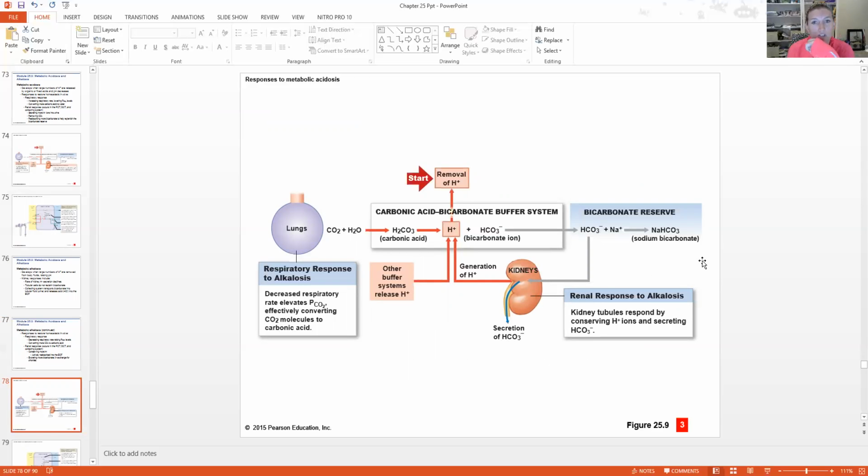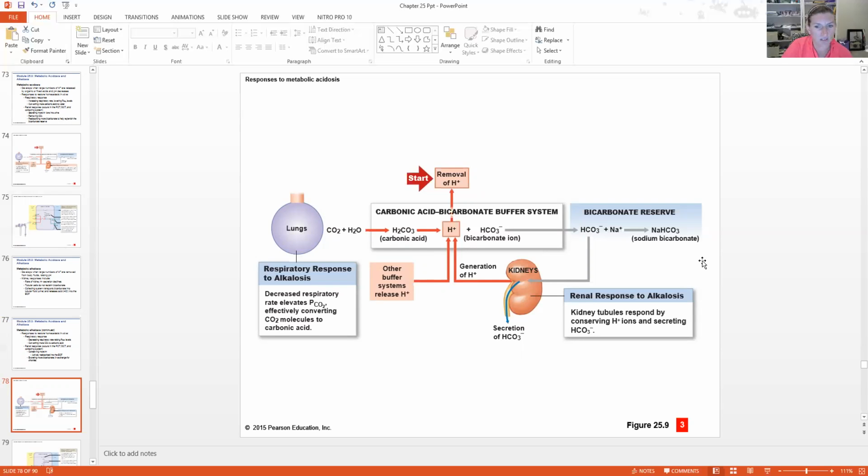Removing hydrogen ions from the body, we are going to have this elevated pH level, and so we are going to respond by decreasing our respiration rate to elevate our partial pressure of carbon dioxide, which is going to cause a buildup of hydrogen ions in the body to get our pH back down.